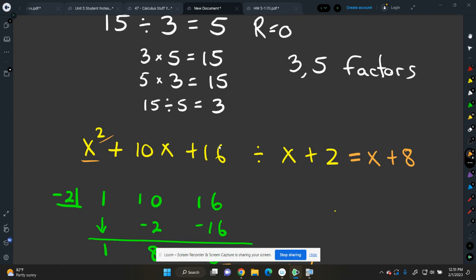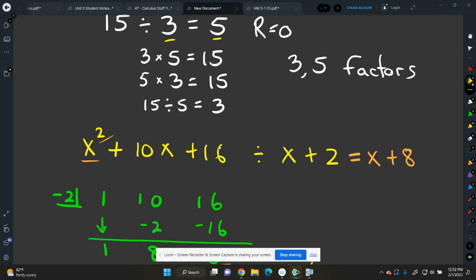Now let's see if we can make some generalizations like we did before with just the numbers. So what does that tell us? When we did 15 divided by 3 equals 5, you told me that that means 3 times 5 equals 15. Can you give me a similar generality looking at the polynomials? Tell me something similar.